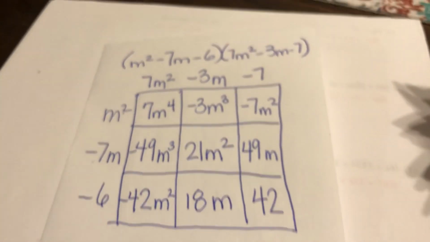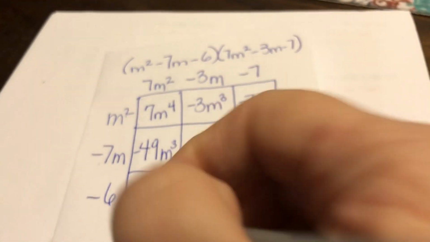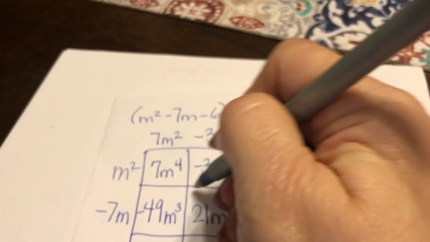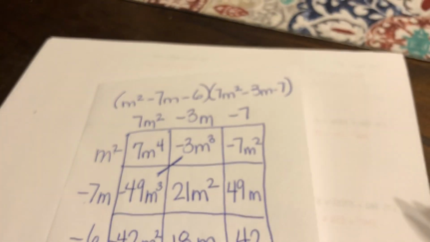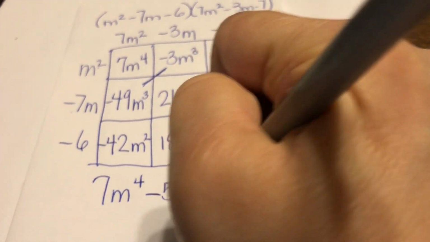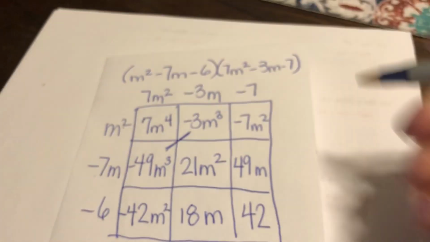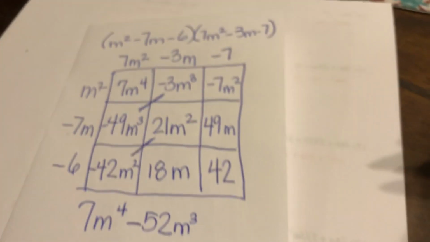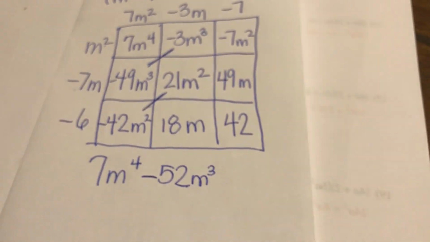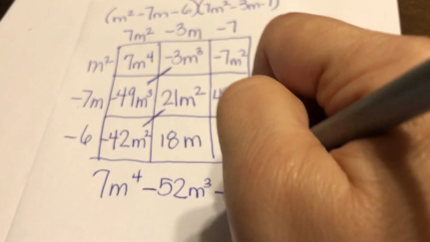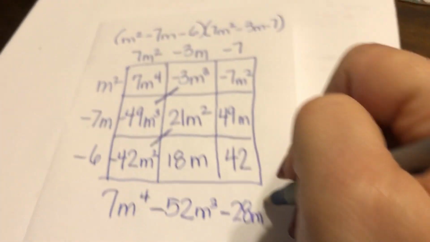So then I start looking for what I can combine. Well, 7m to the fourth doesn't have anything. But then right here I have two m to the thirds, and they're both negative, so I'm going to keep the sign, which is a negative, and I'm going to add them, and that's going to be negative 52m cubed. Then for my squareds, I have negative 42 and positive 21. So that's going to give me a negative 21 overall with a negative 7. So that's going to be a negative 28m squared.